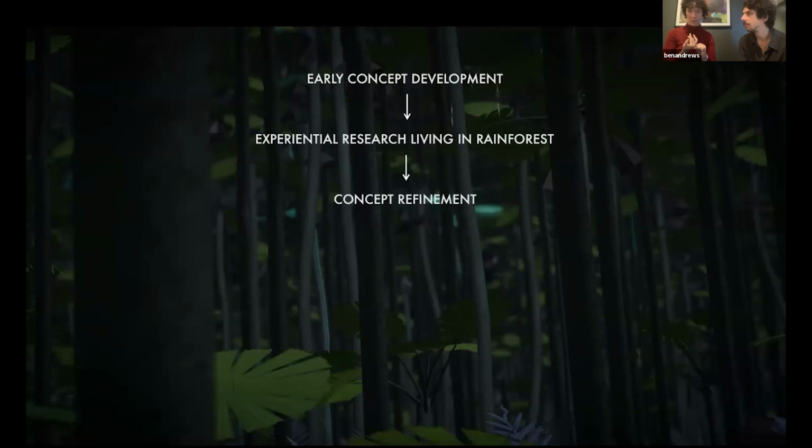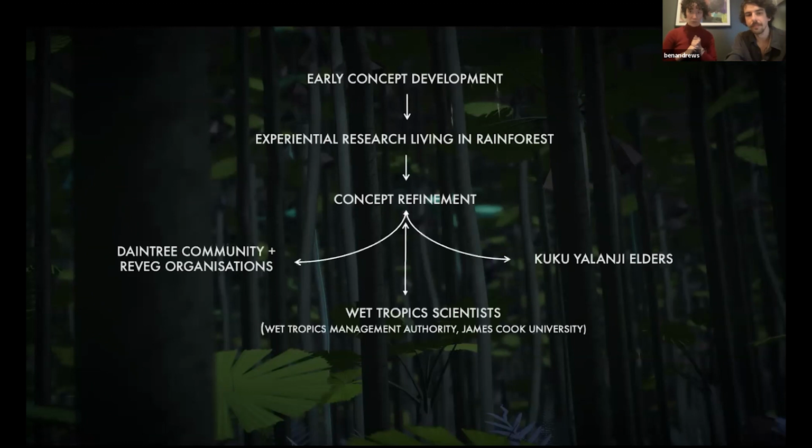people that have been living there for a long time, revegetation organizations who are doing NGO work in the space. The Wet Tropics Management Authority were a really key part of that. They're the land management body that manage the World Heritage Area, and then Gubbi Gubbi senior men that we spoke with. And scientists from James Cook University too.